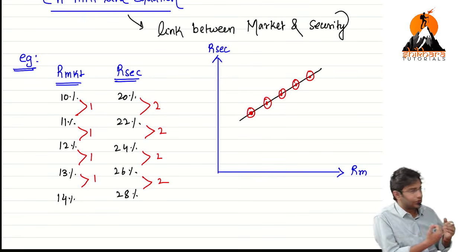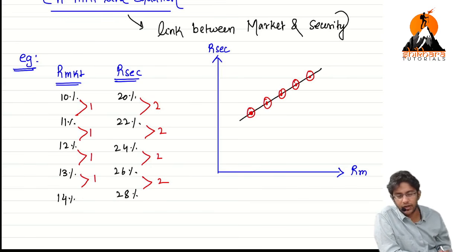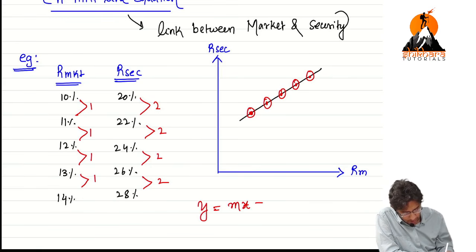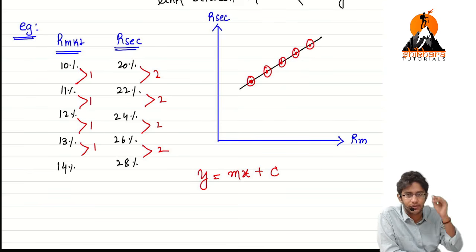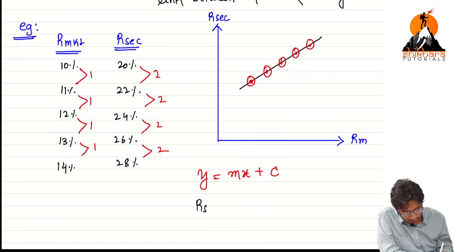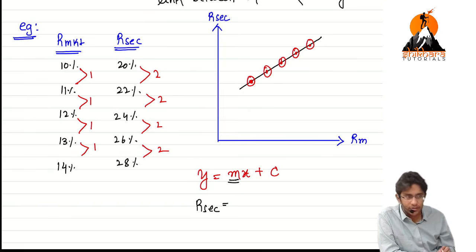Now, if you ask me, sir, what is the line equation for this? What is the straight line equation? Straight line is y is equal to mx plus c. Tell me, on the y-axis, what did we plot? Y-axis, security return. So this is security return. C, we'll talk about C later on. What is M? M is called slope, correct? Now carefully observe what I'm trying to say.